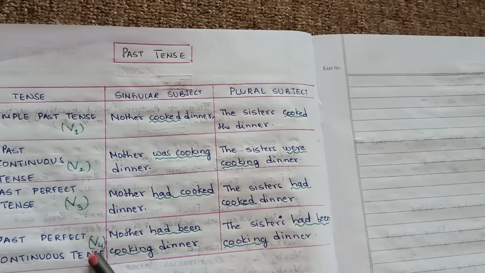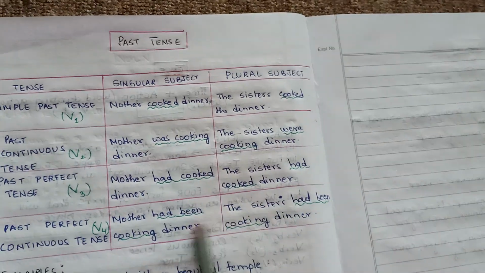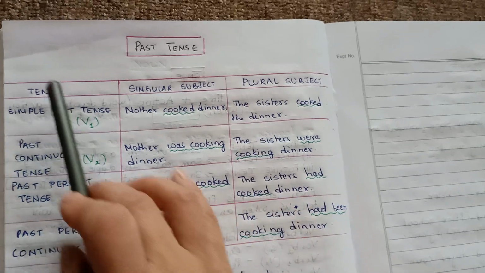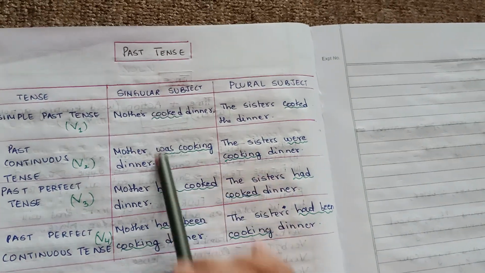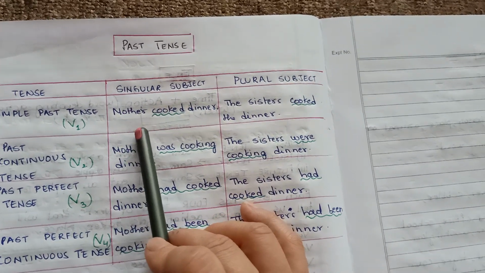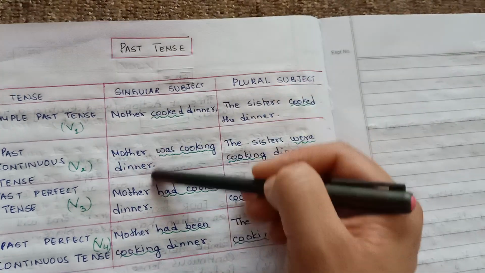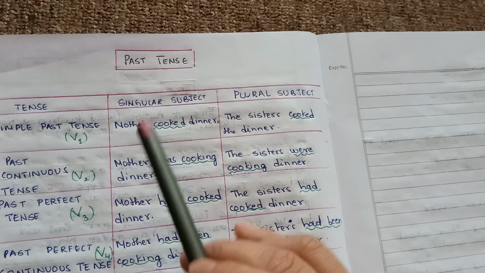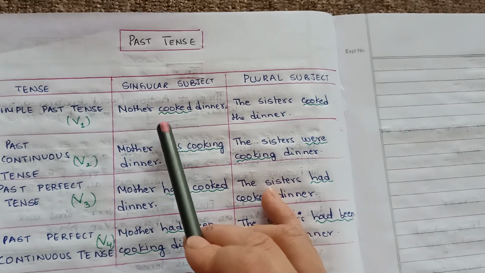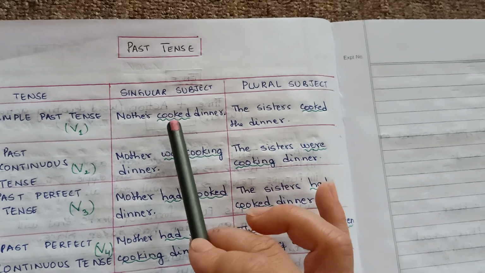Okay, so like my previous video, I want you to prepare a chart for the past tense also, so that it becomes easier for you to understand. You'll have in one column tense, singular subject and plural subject. I have taken the concept of one action that is going to be discussed across all the 4 verbs, and the action that I have taken in my sentence today is the action of cooking dinner, which has already been completed in the past.